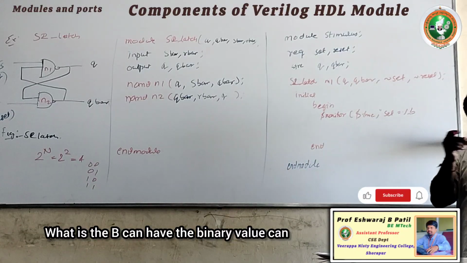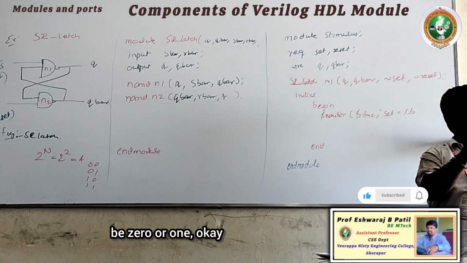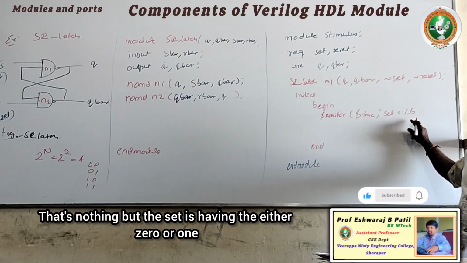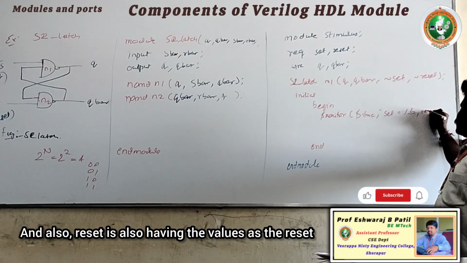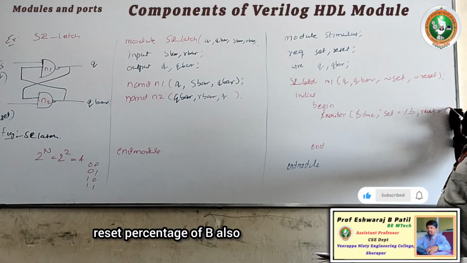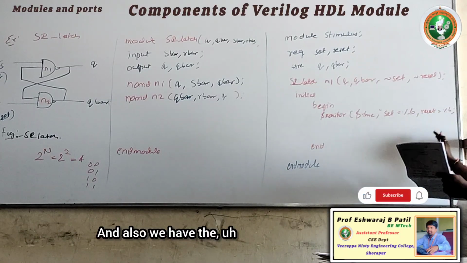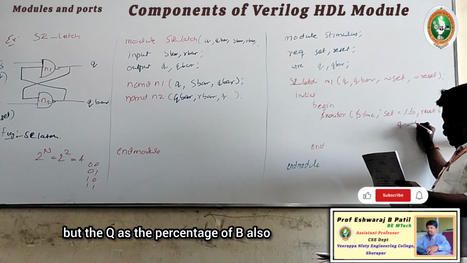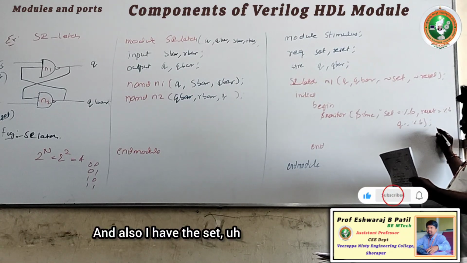Percentage B, what is the B can have? The binary value can be 0 or 1. Okay, 0 or 1. That's nothing but the set is having either 0 or 1. And also reset is also having the values as the reset percentage of B also. And also we have the Q as the output, that is nothing but the Q as the percentage of B also.